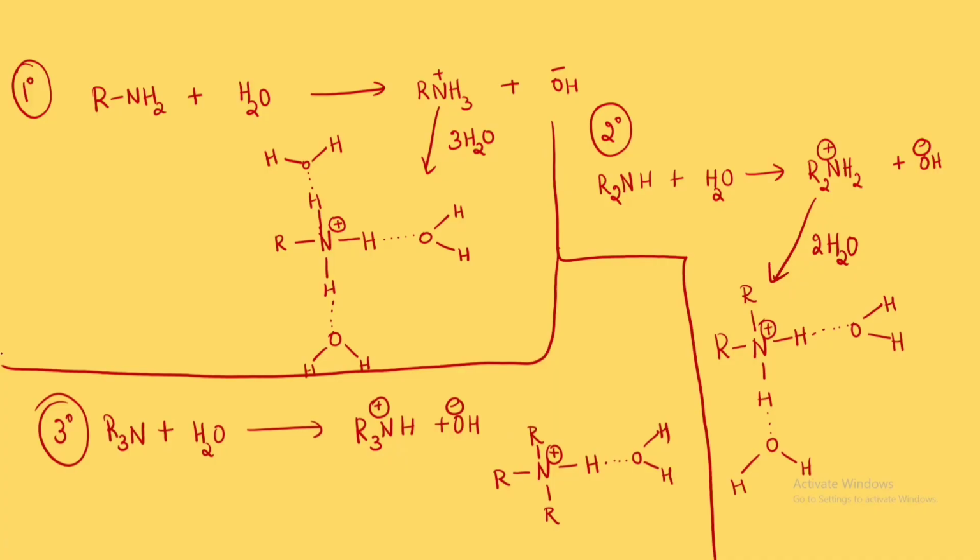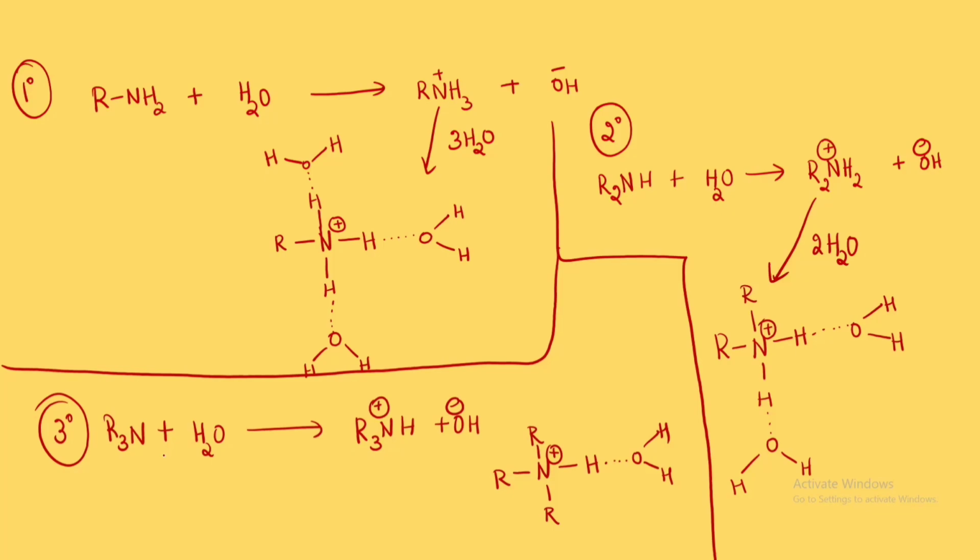So this is how, in the primary amine, you're going to see that there are three hydrogen bonds that are formed. In the secondary amine, only two. Whereas in the case of the tertiary amine, only one hydrogen bond is formed. So this order of basicity is mainly due to solvation. It is entirely opposite to that observed in the gaseous phase.